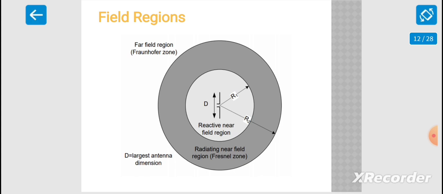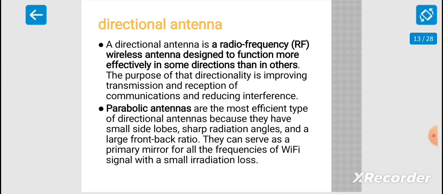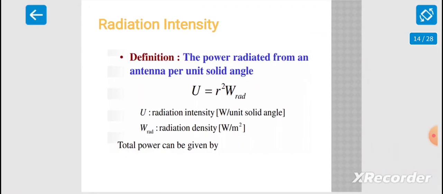Then the field regions. Field regions have the far field region, reactive near field region and radiating near field region. Far field region is the Fraunhofer zone. Radiating near field region is the Fresnel zone. Next is a directional antenna. Next, radiation intensity.